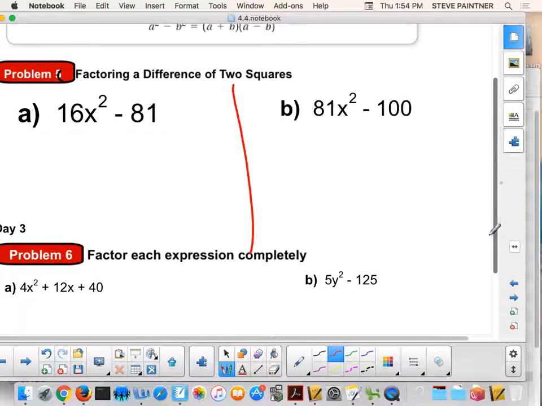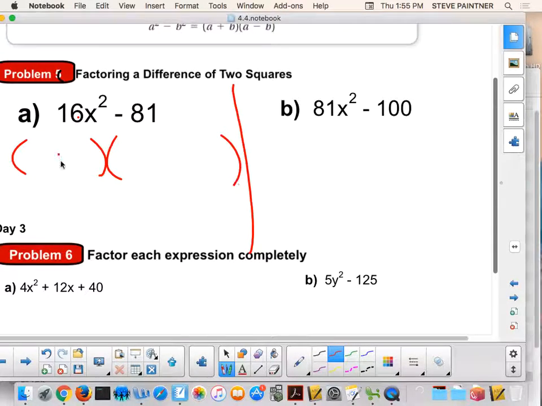There's something hot. If you recognized it, you went, oh, these are my best friends. I can do these in 10 seconds. Is that a subtraction sign? Yeah. Is that a perfect square? Yes. It's the difference of two perfect squares.